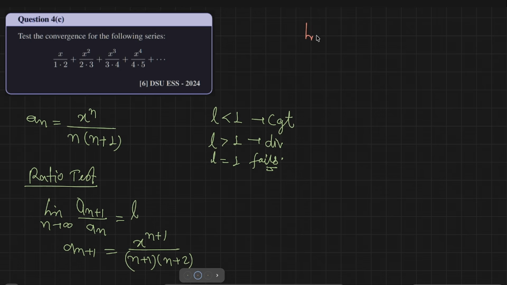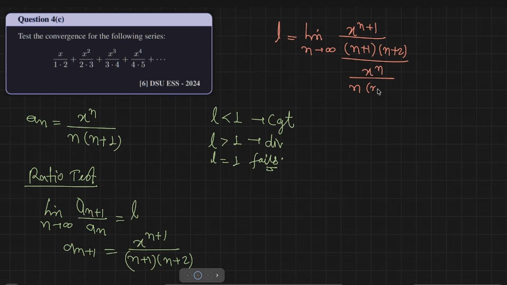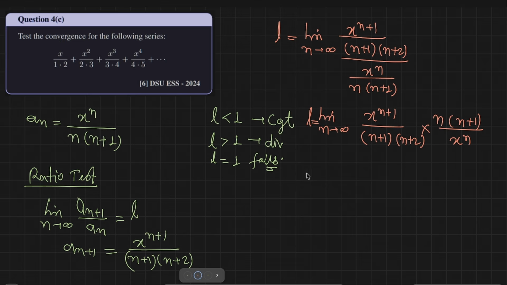Now you apply this limit n tending to infinity. This is your L, basically the limit n tending to infinity. Okay, so this is x n plus 1 upon n plus 1 n plus 2, divided by xn upon n plus 1. For simplicity, you can write L is equal to the limit n tending to infinity of x n plus 1 upon n plus 1 n plus 2, into, when you take in the numerator, n plus 1 upon xn. Okay, then you can write the limit n tending to infinity xn into x. From here you can take n common, that is 1 plus 1 by n.